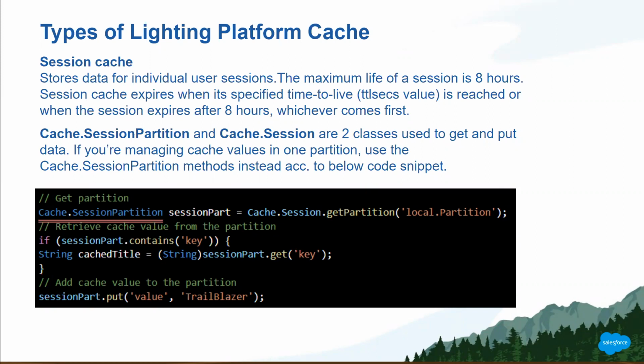Let's say I have created one particular partition. The minimum limit for creating a partition is 1 MB, and for the maximum there is no fixed limit. If you have purchased 3 GB, you can create one partition up to 3 GB as well. But in order to use different partitions in different scenarios, it's better to create a partition and use Cache.SessionPartition, not Cache.Session.